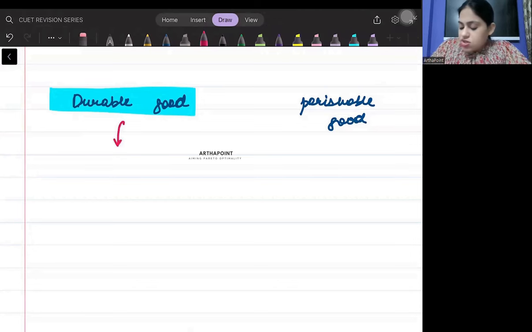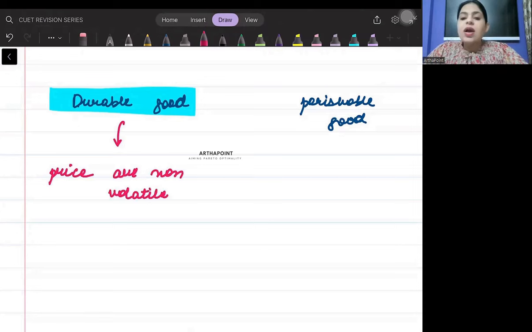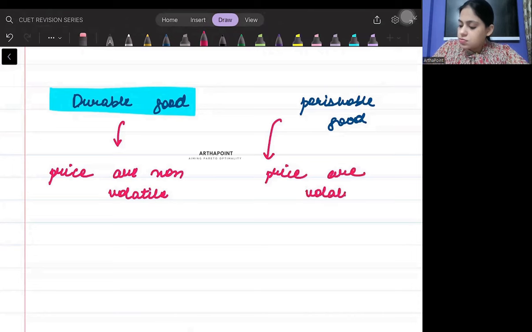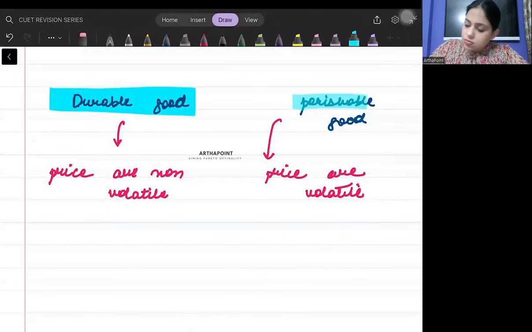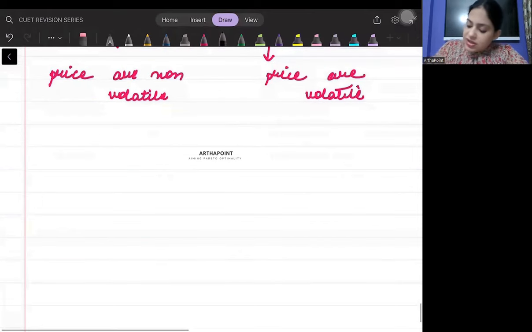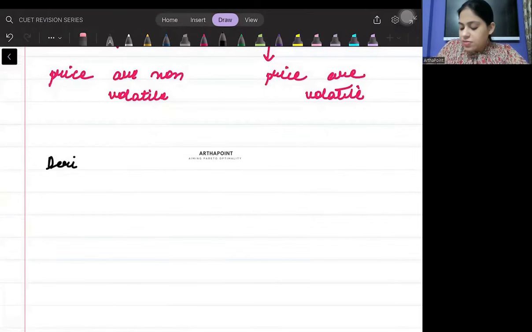So these goods are those goods which have non-volatile price. But perishable goods वो goods हैं which are volatile in nature. So these goods are those goods which are having volatile prices. Prices are volatile. ठीक है. Now, beta, next we have the concept of derived demand.